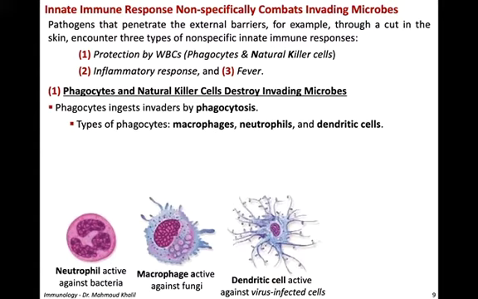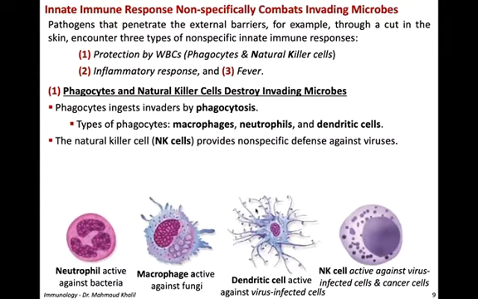Phagocytes do this job by phagocytosis, and there are three types of phagocytes: the macrophages, the neutrophils, and dendritic cells. The neutrophils are active against bacteria, while macrophages act against fungi, and sometimes bacteria as well, while the dendritic cells are active against virus-infected cells. The natural killer cells, although they are non-specific, attack majorly the virus-infected cells.